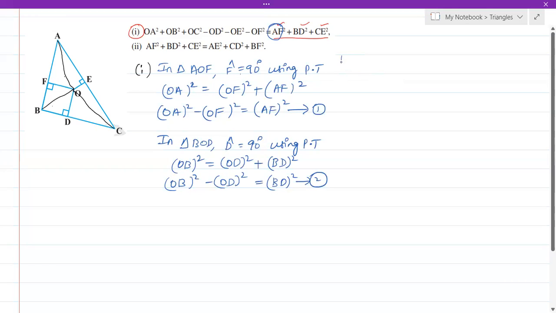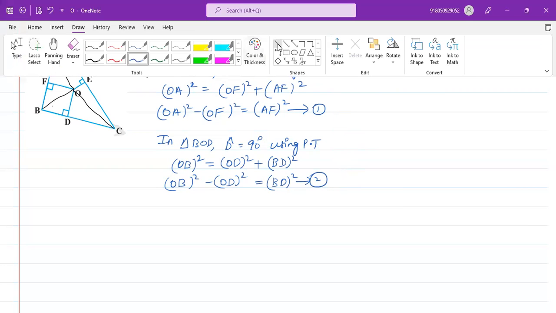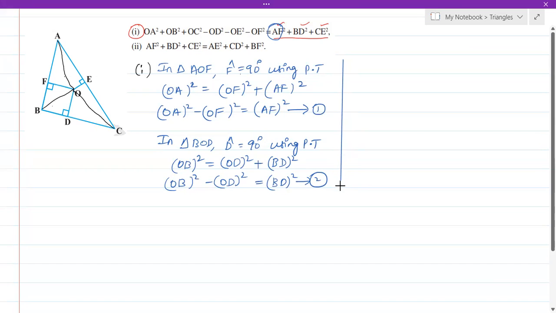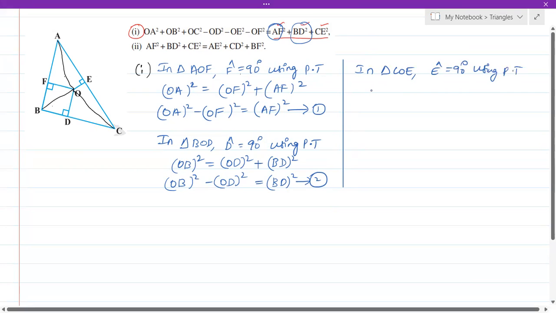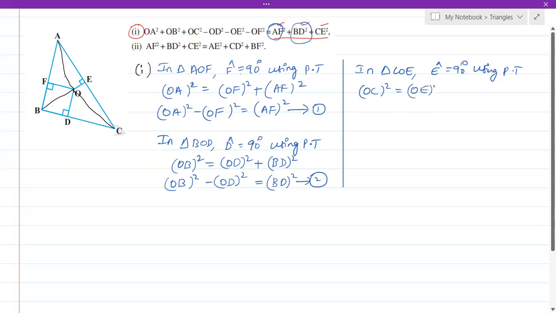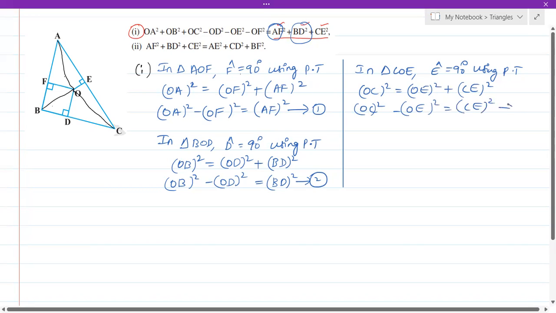Similarly, let me do the other side. Okay, let me erase it. Let me do it properly. We have finished with BD square. Now we want CE square. For that, I'll take triangle COE. In triangle COE, angle E is 90 degrees. So using Pythagoras theorem, what do we get? E is 90 degrees. Therefore, OC square is equal to OE square plus CE square. We need CE square, so let me send it to the other side. OC square minus OE square is equal to CE square. This will be our equation 3.